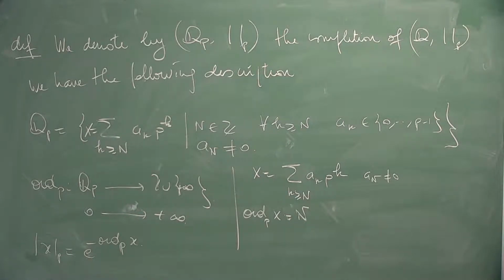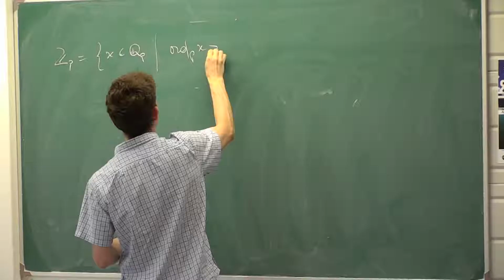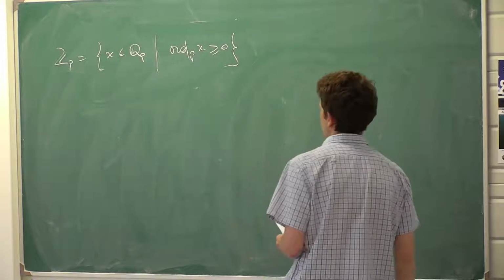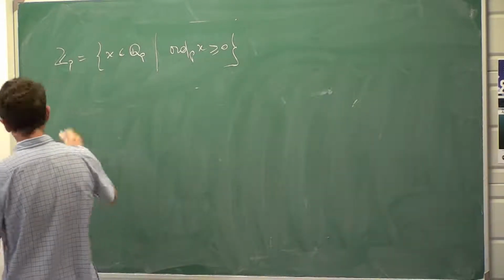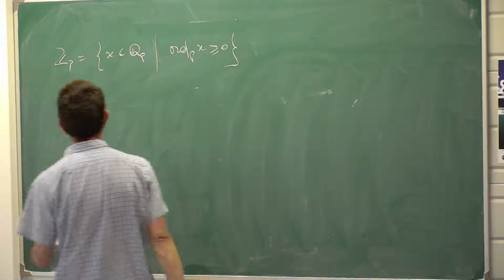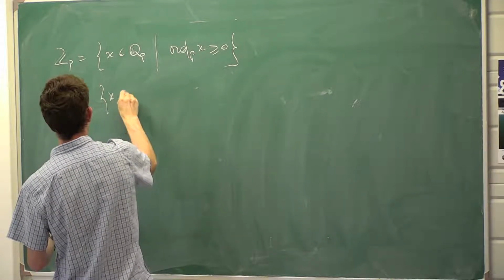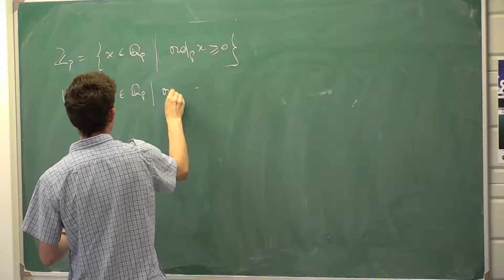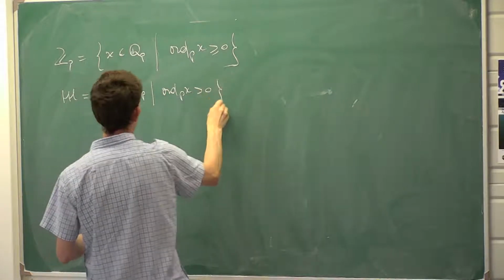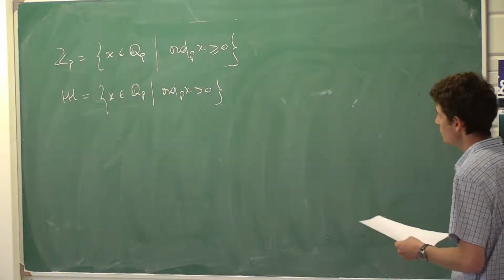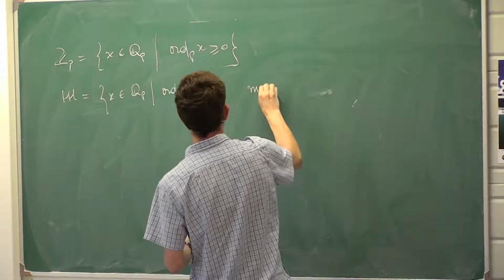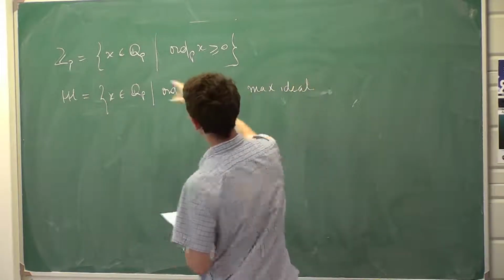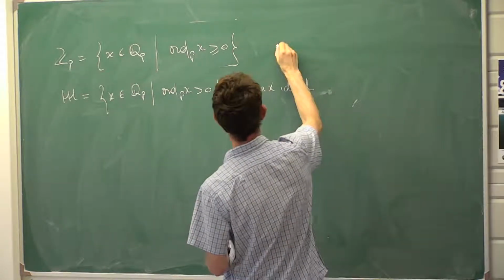So Z_p is the set of elements of Q_p with order positive. The maximal ideal is the set of elements of Q_p with order strictly positive. Okay, so this is the maximal ideal. So this is, in fact, Z_p is a local ring.